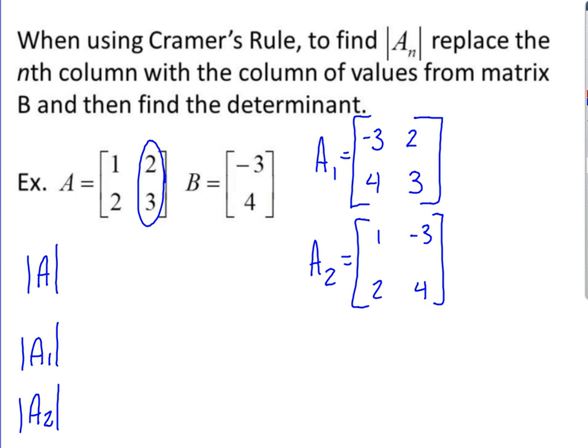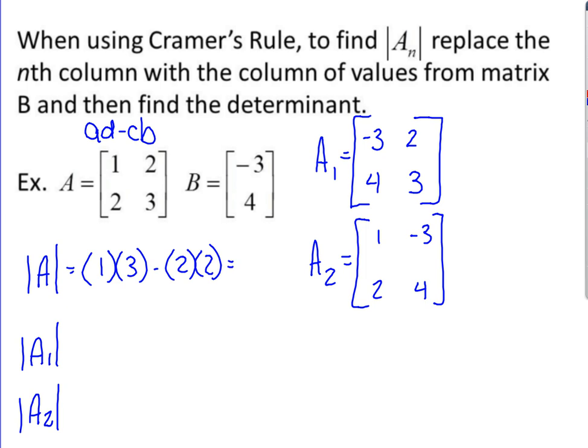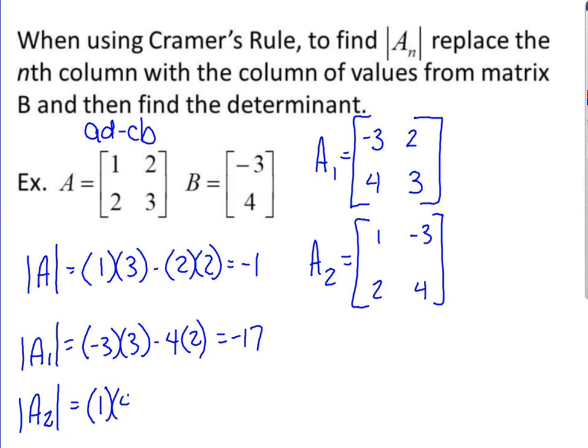So when we find the determinant of matrix A, remember it's still just AD minus CB. So in this case, we're going to do 1 times 3 minus 2 times 2, which is going to give me 3 minus 4, which is negative 1. The determinant of A sub 1 is going to be negative 3 times 3 minus 4 times 2, or negative 9 minus 8, which is negative 17. And our A sub 2 is 1 times 4 minus 2 times negative 3, or 4 plus 6, which gives us 10.